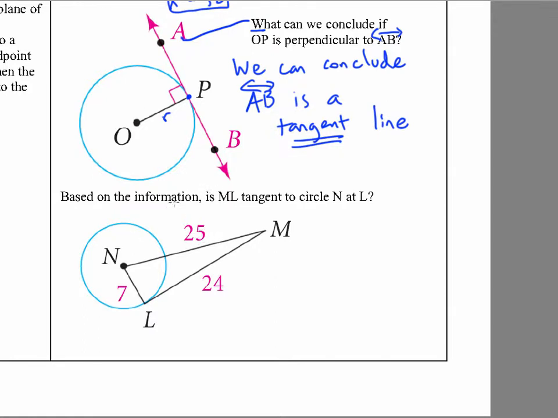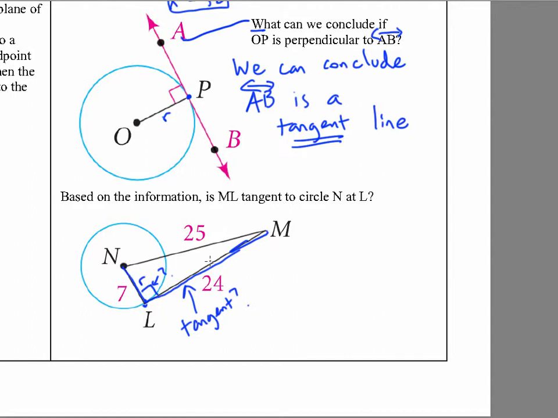So this is a problem that's very similar. Based on the information, is ML tangent? Here's ML. We're going to check ML, this guy right here. Is this tangent at point L? Well, there's one way to check. If this was tangent, then here's our radius. This line and the radius, if it was tangent, should make 90 degrees. So the question is, does this make 90 degrees here?